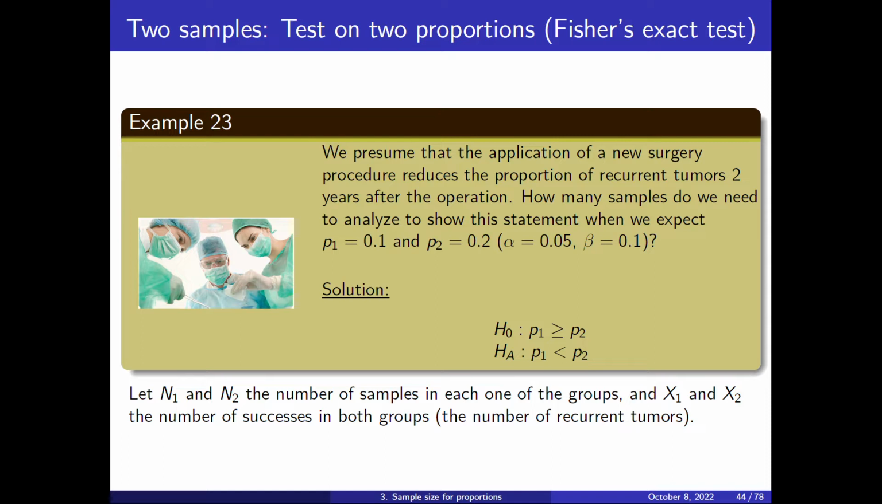Let's say that we are developing a new surgery procedure, and we think that this procedure reduces the proportion of recurrent tumors 2 years after operation. So how many samples do we need to analyze to show this statement when we expect that P1, so the probability of recurrent tumor with our new method, is 10%, and with the old method P2 is 20%, and we want to have a confidence level of 95% and a statistical power of 90%.